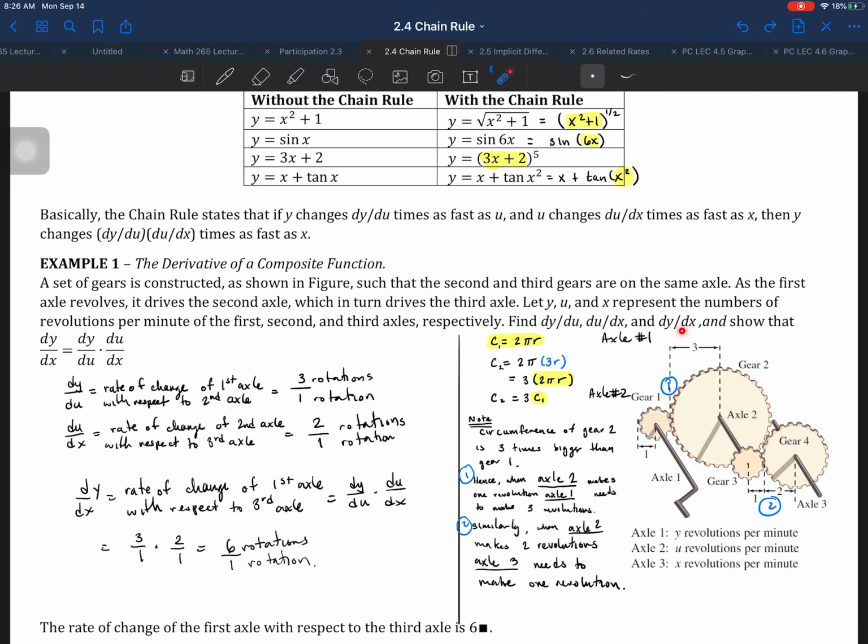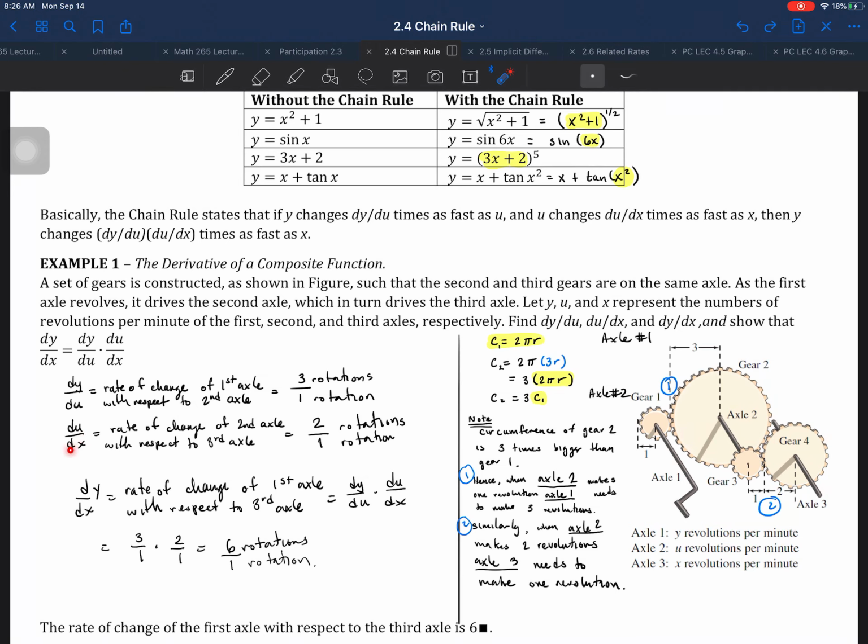Now what do those mean? Well, dy/du: remember that dy is the change of y, and du is the change of u. I remind you that derivatives are a rate of change. So this is the rate of change of the first axle, because y represents the first axle, with respect to the second axle. We're going to find those numbers in a second.